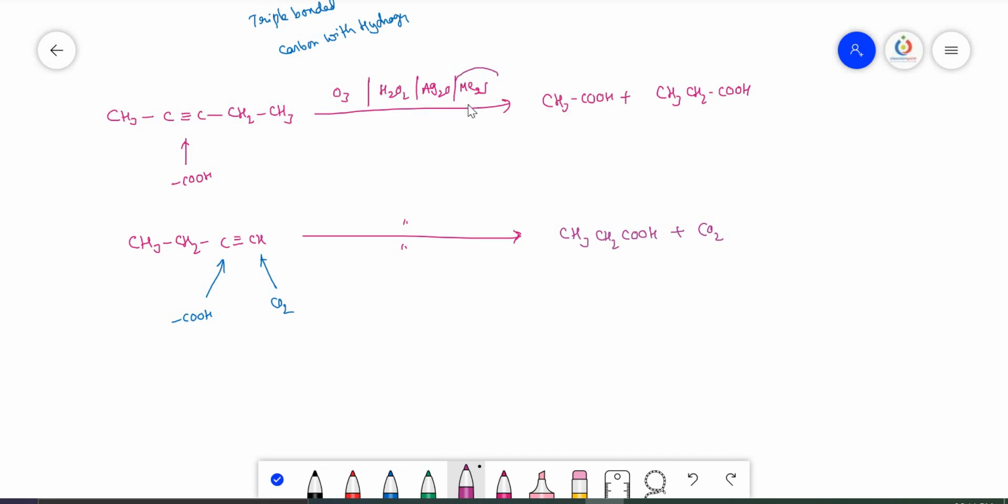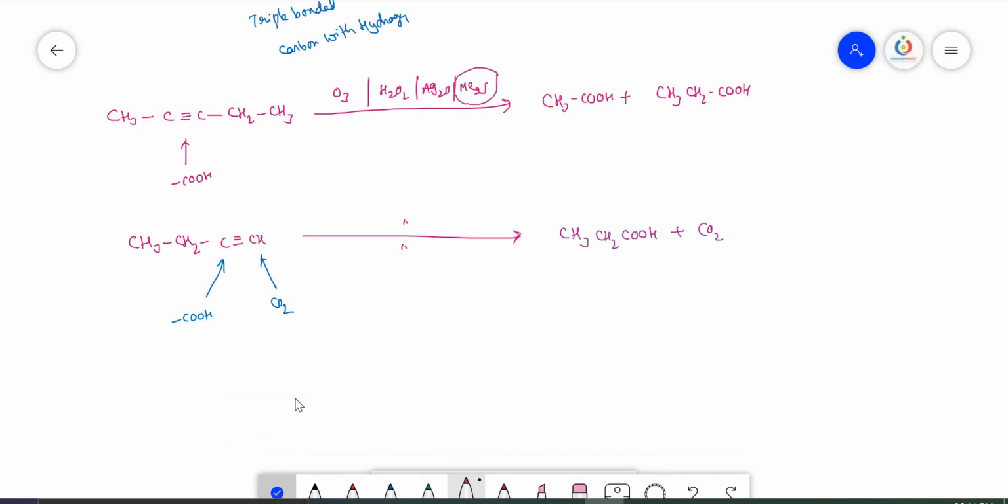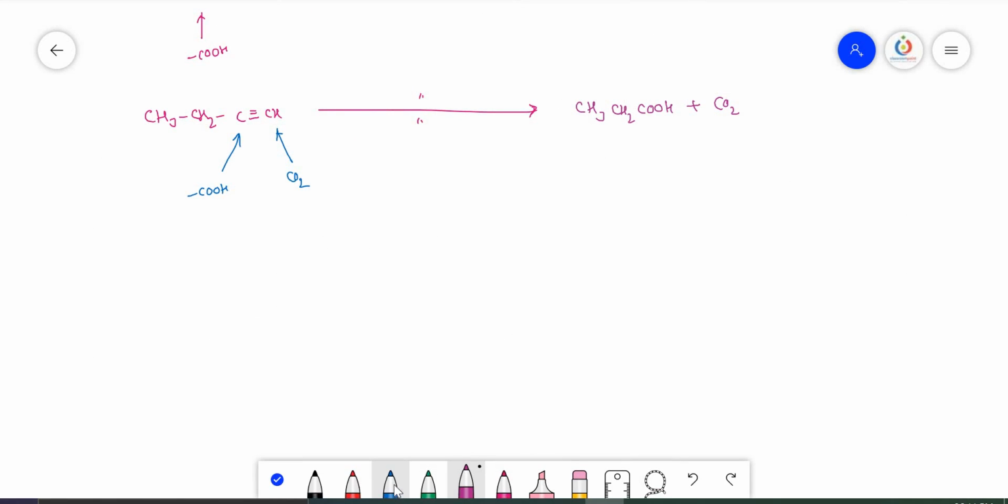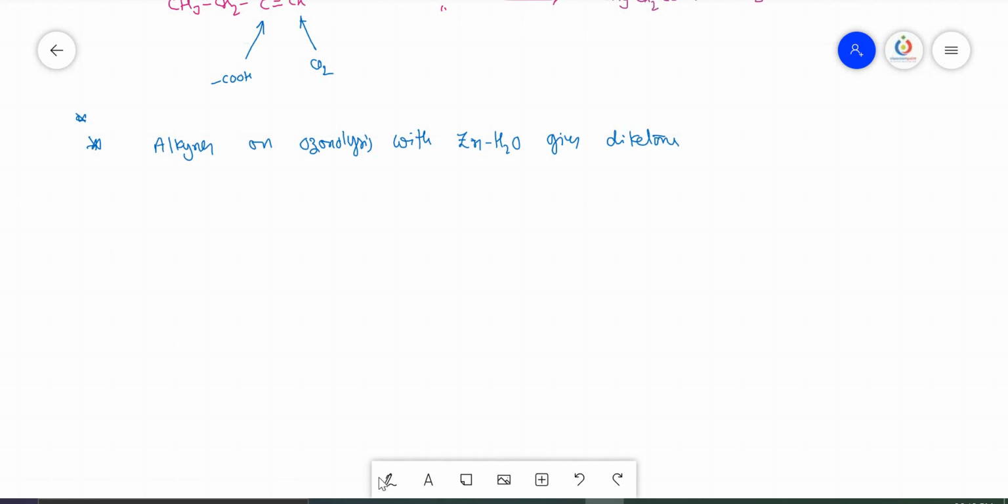You have to use only this particular dimethyl sulfide. Then the question arises, sir, what happens if zinc H2O is used? That is the note point. So here the note point is, alkynes on ozonolysis with zinc H2O give diketones, meaning triple bonded carbons will be converted to ketones. I will give that example.